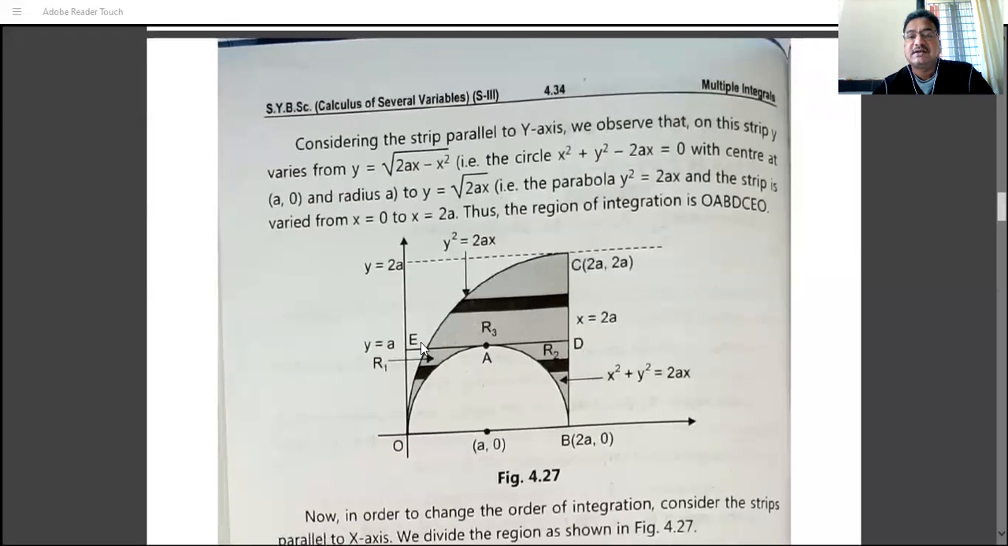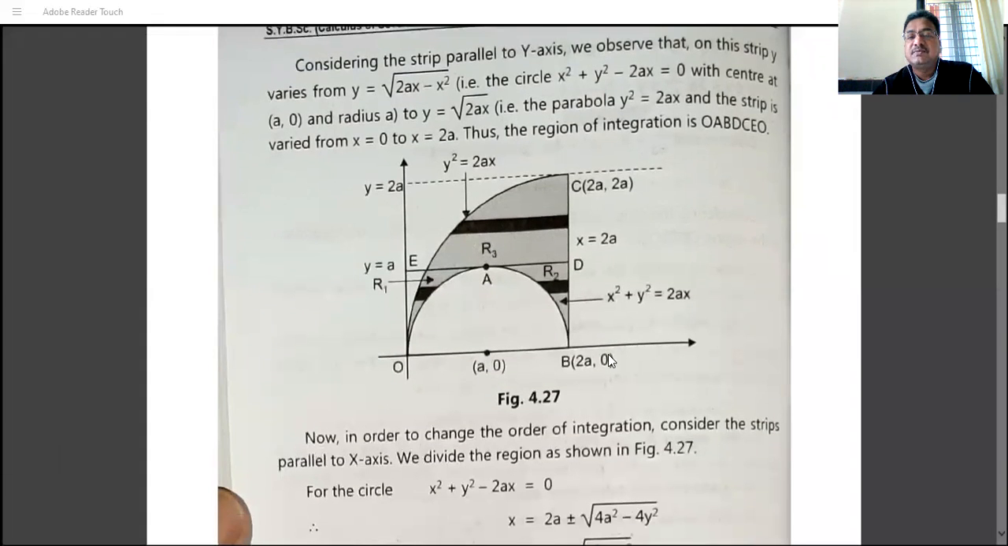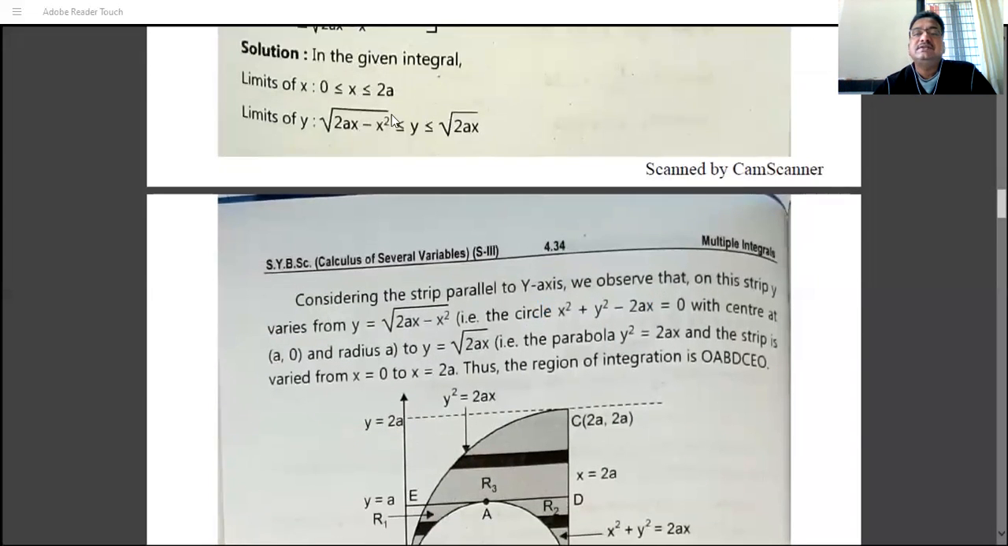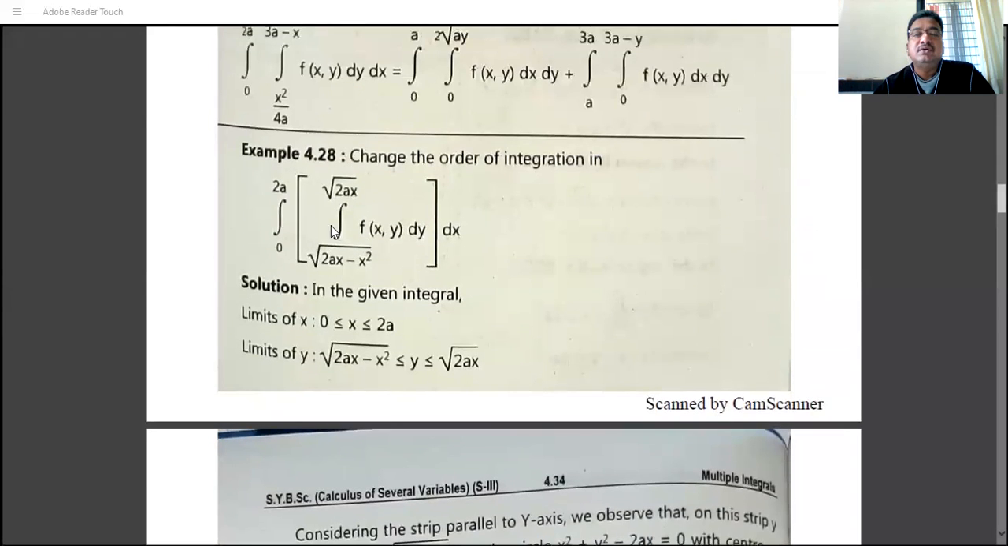So first draw that circle. So this is the circle. (a, 0) is at this point, and suppose this is (2a, 0). Then this is the circle having center (a, 0) and radius a. So this is the figure of y is equal to root of 2ax minus x squared.